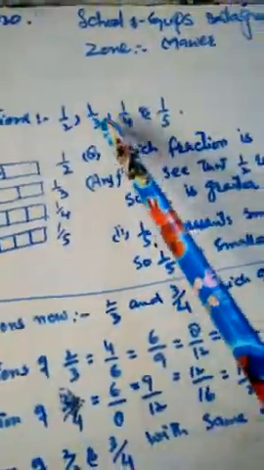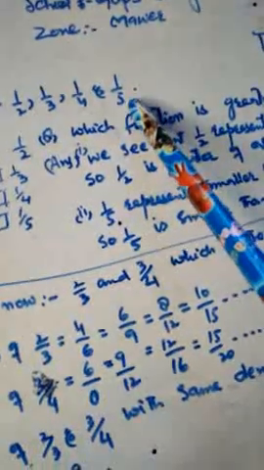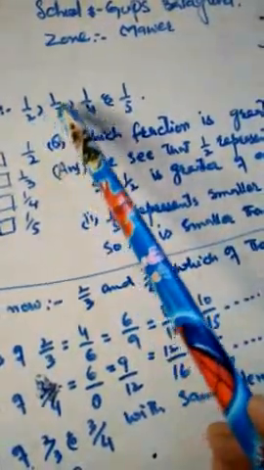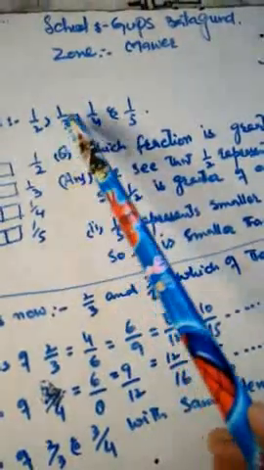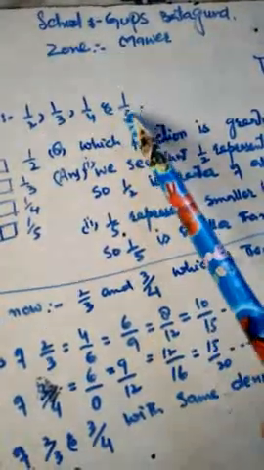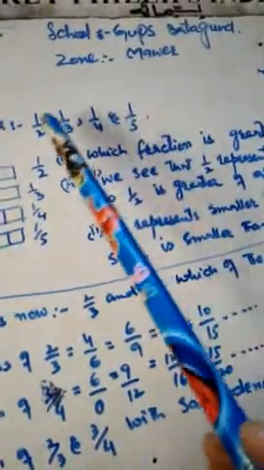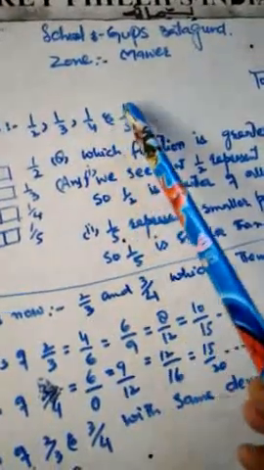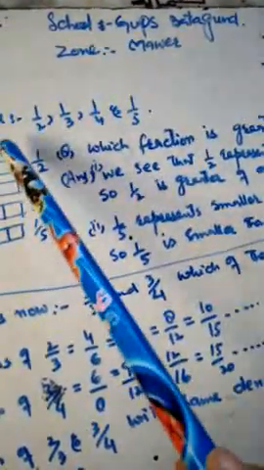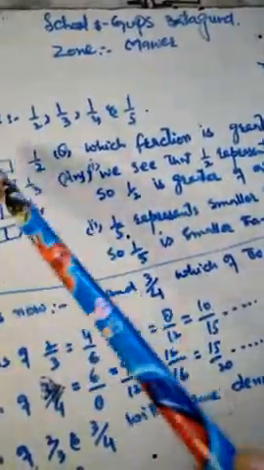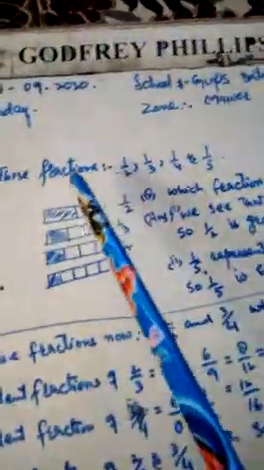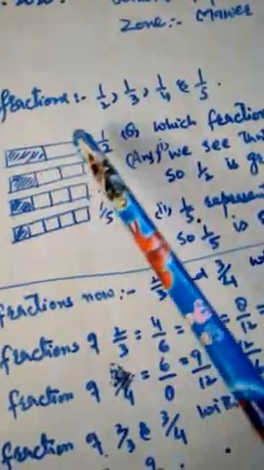Dear guys, consider these fractions here: 1 by 2, 1 by 3, 1 by 4, and 1 by 5. All of these fractions have different denominators, so they are called the unlike fractions. But in this case, the numerator of all these is the same. How can we compare these fractions? Let us represent them by these figures.